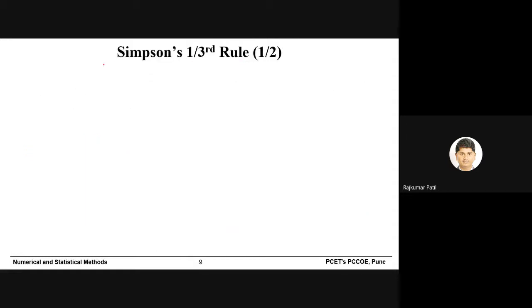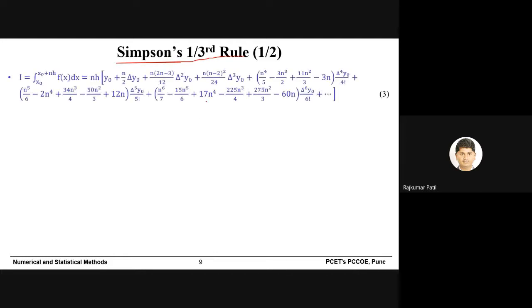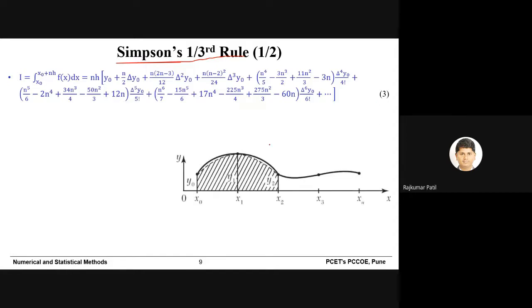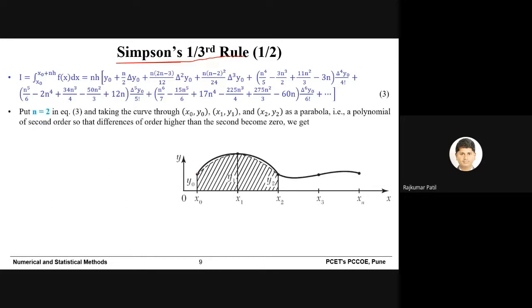Now we will move ahead with Simpson's 1/3 rule. Again, for Simpson's 1/3 rule, the process is just similar to the trapezoidal rule. We will discuss it here. You can see the given area we divide into small segments, and each segment will have a value of h.